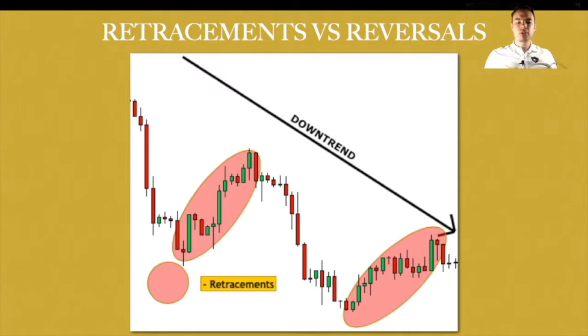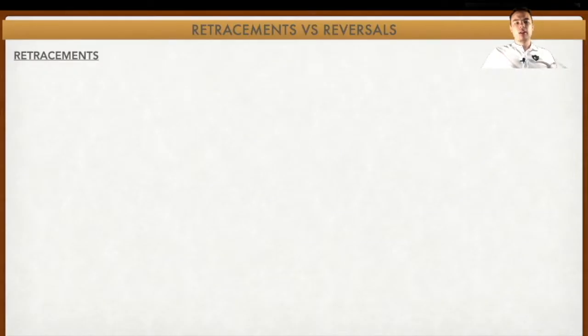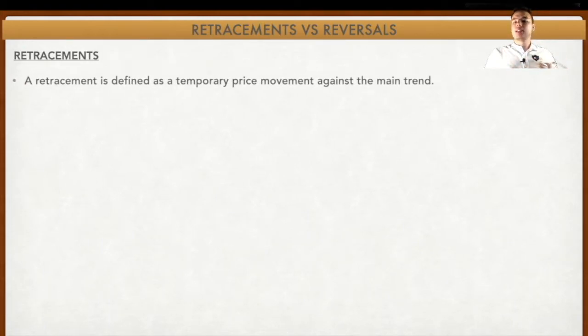So now, what is a retracement? What is a reversal? And how can you identify the difference between the two? So first one is obviously your retracements. Your retracement is defined as a temporary price movement against the main trend. So what I mean is, let's say the trend is bearish. The trend is a downtrend, meaning the overall movement is downward. The price is decreasing overall.